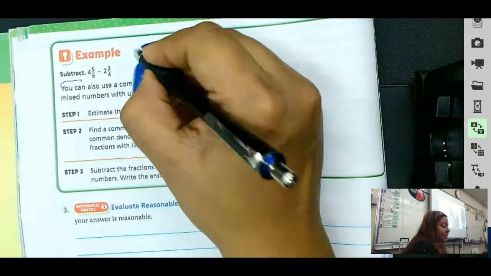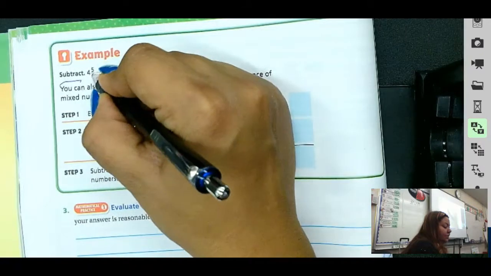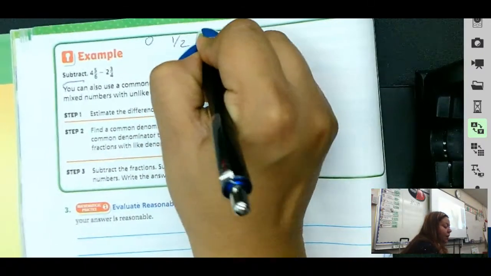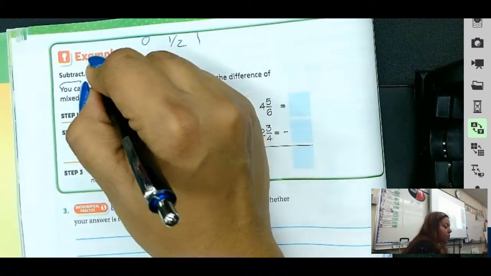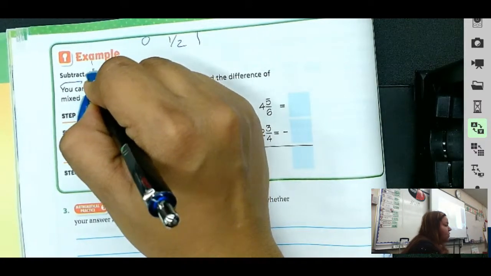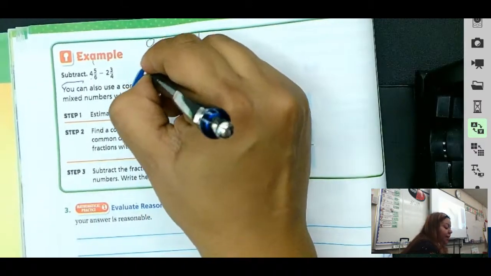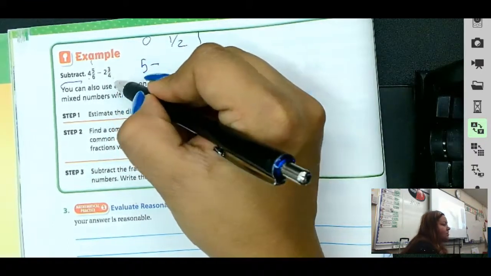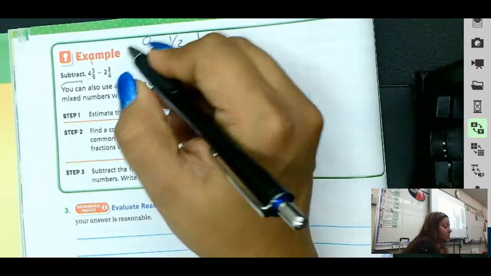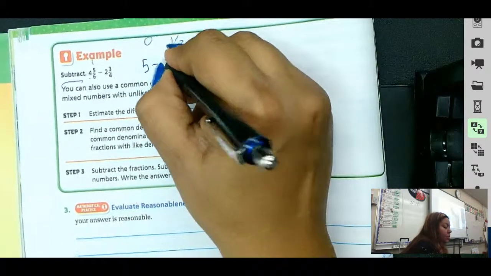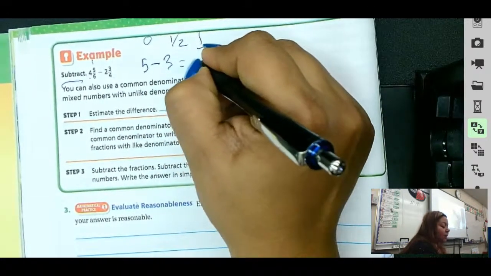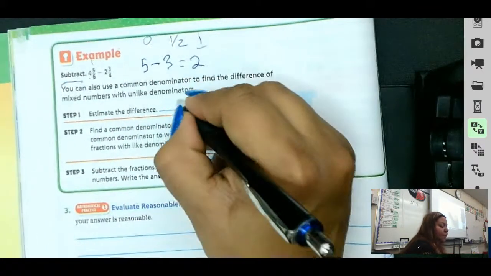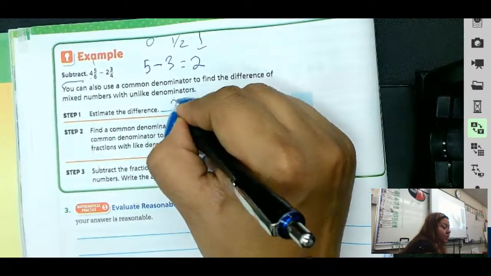4 and 5/6. 5/6 is close to 0, half, or 1? 1. So 1, and then add it to the whole number, which is 5. Minus, and then we have 2 and 3/4. 3/4 is close to 1 as well. So 1 plus 2 equals 3. So that will be 5 minus 3, and that equals 2. So my estimate of the difference is 2.